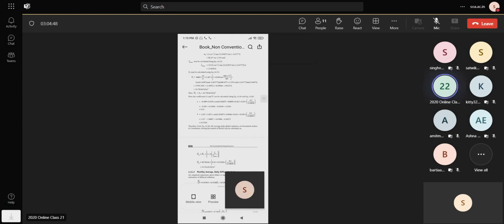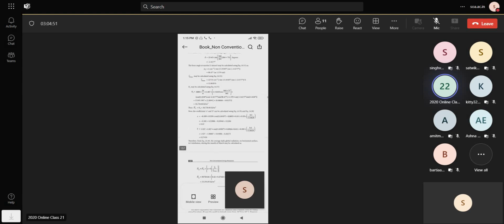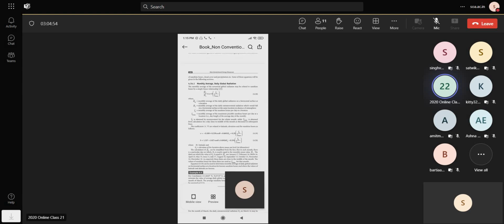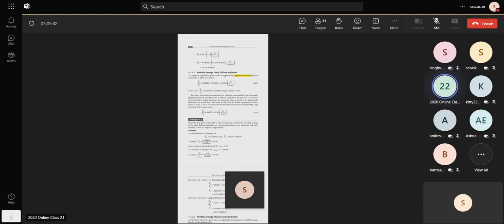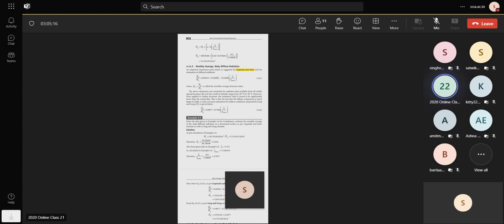So last class we solved the monthly average daily global radiation. Today I told you to write down the monthly average daily diffuse radiation. We have two formulas, the Gopinathan and Solar formula and the Garg and Garg formula, equations 4.21 and 4.22. So please note down these equations 4.21 and 4.22 and we'll proceed. You can take a screenshot, those who were not present in yesterday's class. We did this in yesterday's class, monthly average daily diffuse radiation.